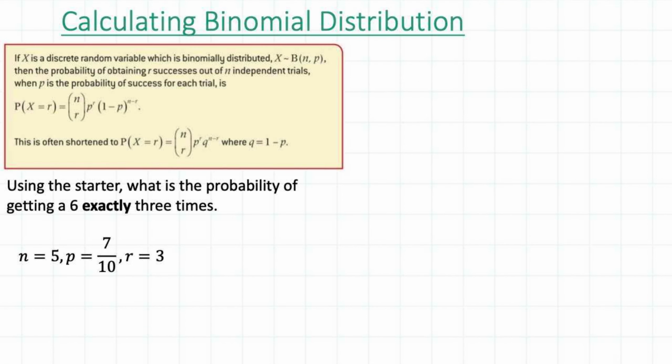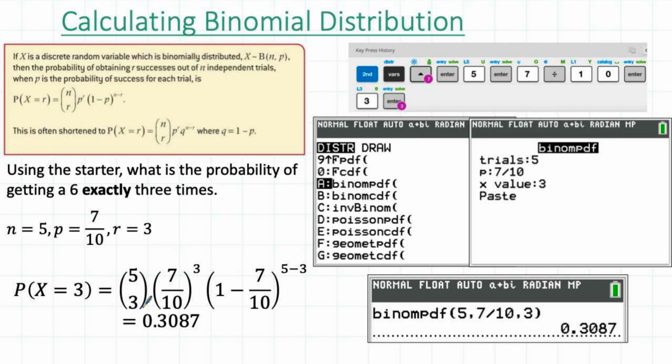Now let's go back to the starter. Let's actually use the formula. So if I want the probability of getting 6 exactly 3 times, then I know I have n equals 5, the probability of success 7/10, and I want r to be exactly 3. So using the formula, it's 5 choose 3, 7/10 to the power of 3, 1 minus 7/10 to the power of 5 minus 3. This will be the answer. And because I'm looking at equal to, I will use binomial PDF, enter all the values, it will give me the same answer. So you can compute this using combinatorics. You can also do it using binomial.